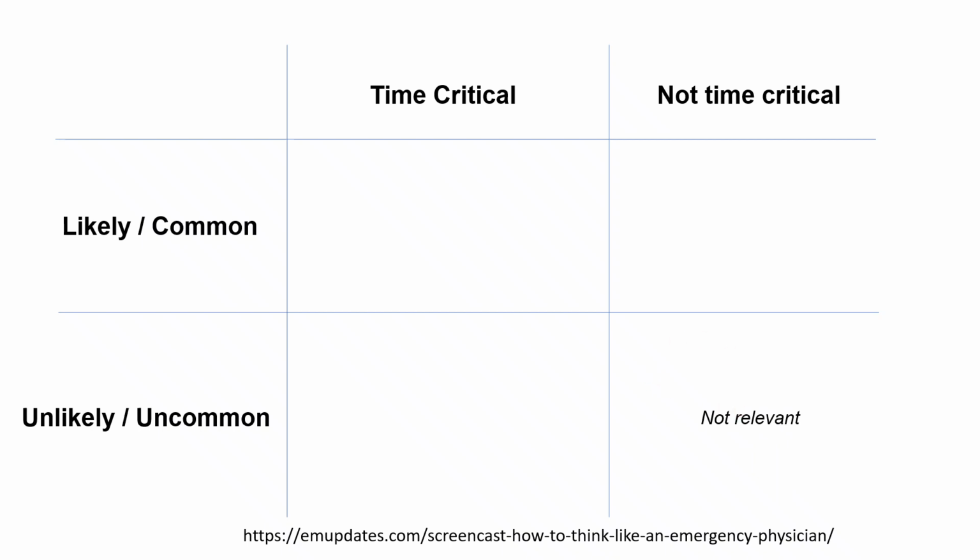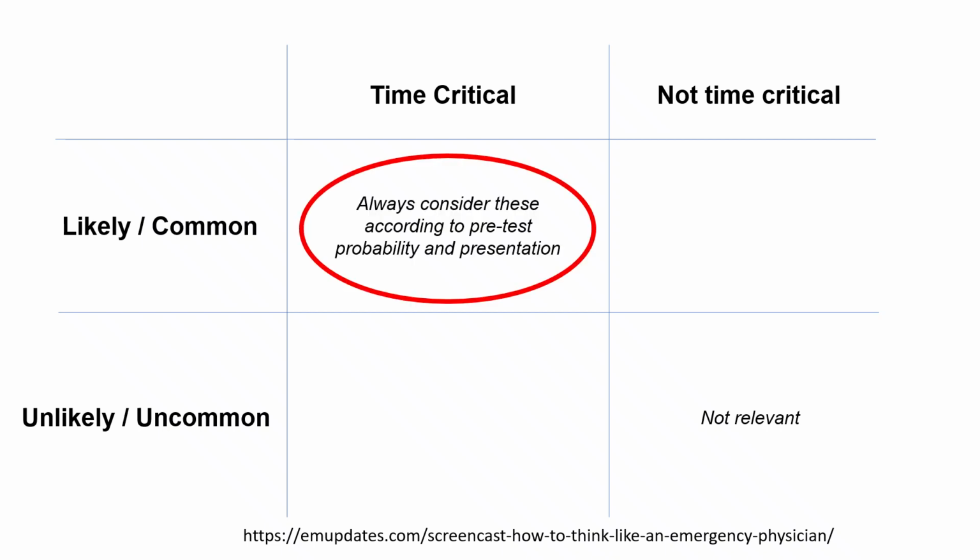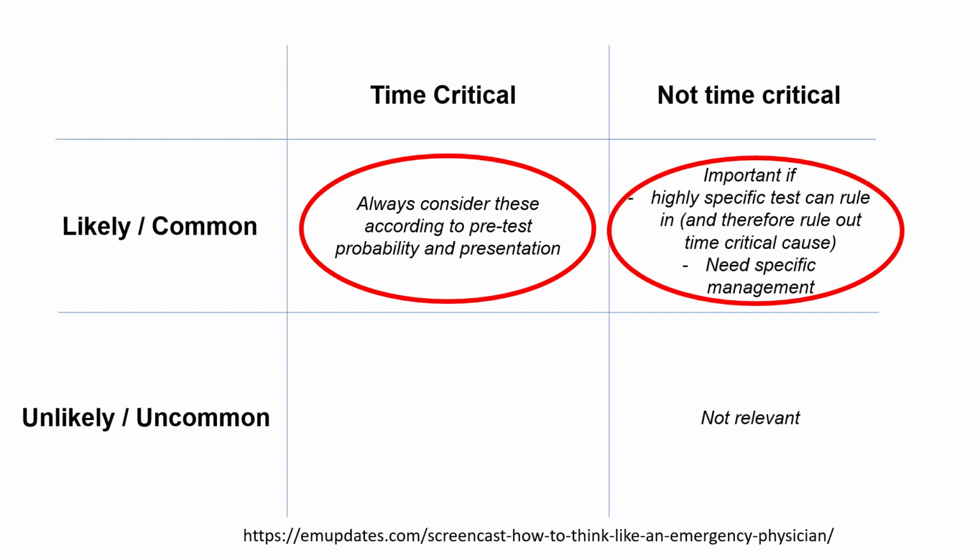These things down here, the ones that are unlikely and not time critical, they are irrelevant. Oh, this might be costochondral syndrome or some kind of, I don't know, some kind of rare thing in the abdomen. Yeah, it doesn't really matter. It's not time critical and it's really unlikely. All right, so it probably doesn't matter. These are the ones that we also always consider.